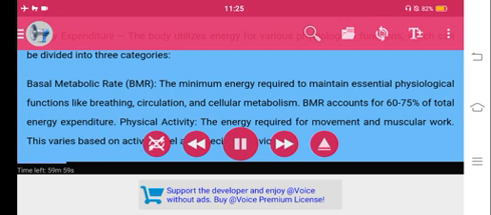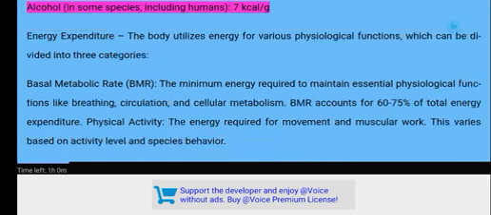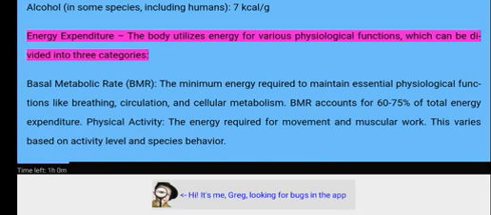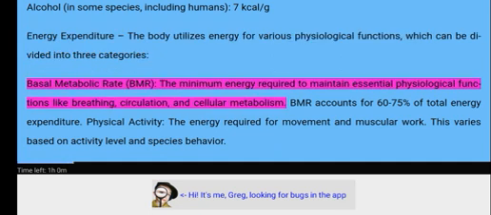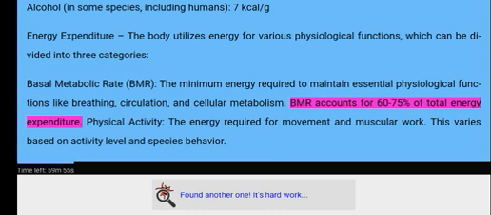Alcohol in some species, including humans, provides 7 kilocalories per gram. Energy expenditure: the body utilizes energy for various physiological functions, which can be divided into three categories. Basal metabolic rate (BMR) is the minimum energy required to maintain essential physiological functions like breathing, circulation, and cellular metabolism. BMR accounts for 60–75% of total energy expenditure.